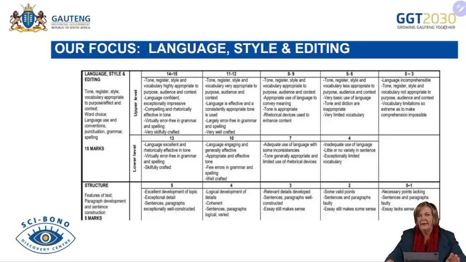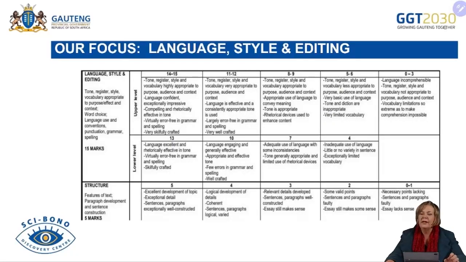So let's take a look at the moderate. I said 8 to 9 out of 15. Tone, register, style, and vocabulary appropriate to purpose. What does that mean? When you write, obviously you have a target audience. When you are writing a story, you want to entertain. When you write a factual essay, you want to share thoughts. When you are writing an argumentative essay, you want to show your point of view and try and convince the reader of what you think about a specific topic. Audience and context, appropriate use of language to convey meaning. I will refer to that a little later.